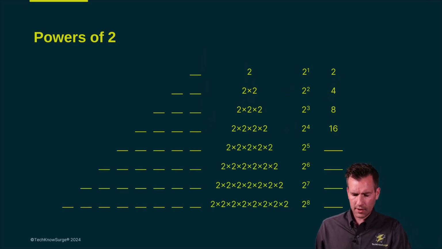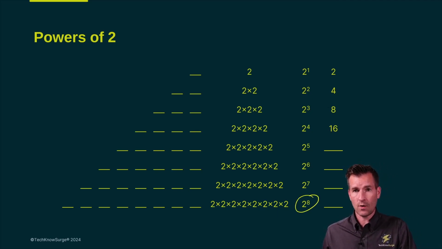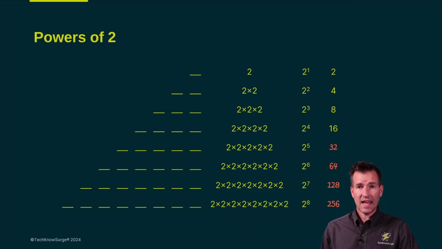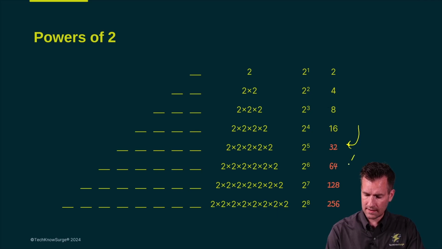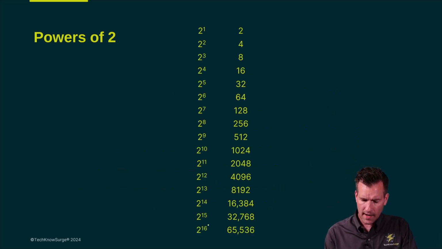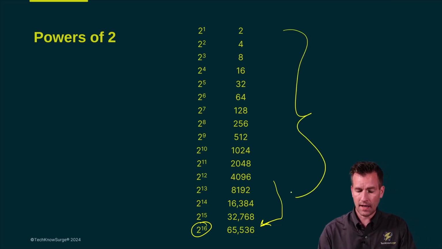Here's the rest of that. We're going to go out to 2 to the power of 8. So if you want to figure these out, go ahead and pause the video, and then we'll come together and look at the answer. And here are the answers: 32, 64, 128, 256. So these are common numbers that you'll see on computers. If we take this all the way out to 2 to the 16th power, we get 65,536. Now these numbers are going to show up a lot on computers.